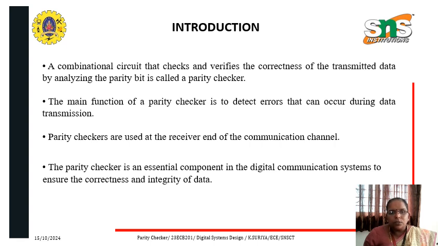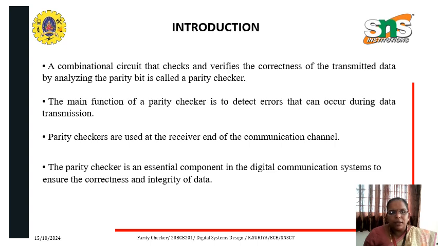Parity checkers are used at the receiver end of the communication channel. It receives the transmitted data from the communication channel, and that data includes the original message code and the parity bit. After that, the parity checker counts the number of ones in the data code and compares this number with the expected code to determine whether there is any error or not.